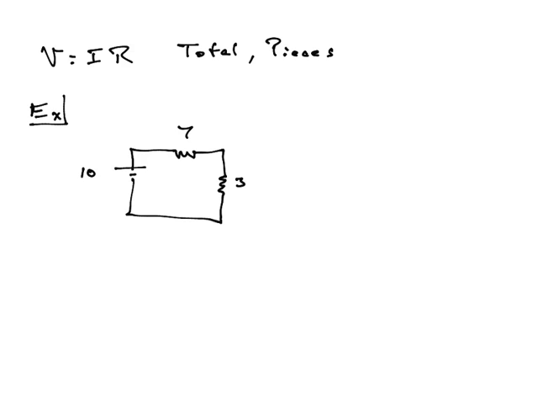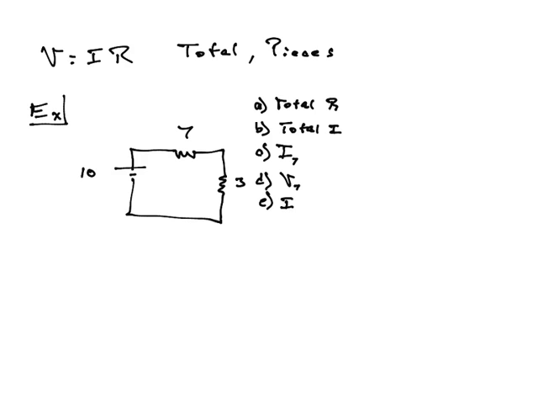Okay, so here's my circuit, and I'd like to calculate a few things. Number one, or call it part A, the total resistance. Part B, the total current. Part C, the current flowing through the 7 ohm resistor. The voltage dropped by the 7 ohm resistor.